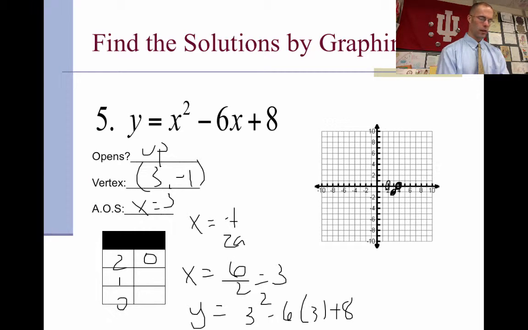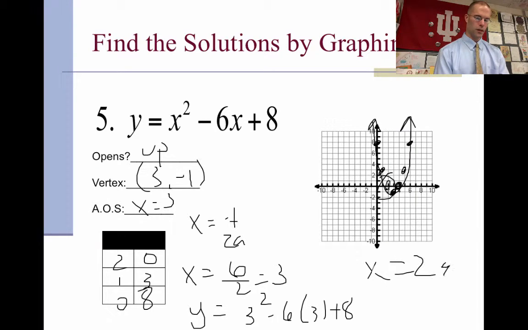When we plug in 1, we're going to get 3. So right 1 up to 3 and reflect it. And when you plug in 0, the x's go away, so we have 8. And reflect it. Since it said solve by graphing, all you care about is where it crosses the x-axis. So it crosses the x-axis right here at 2. So we're going to have x equals 2 and across right here at 4.